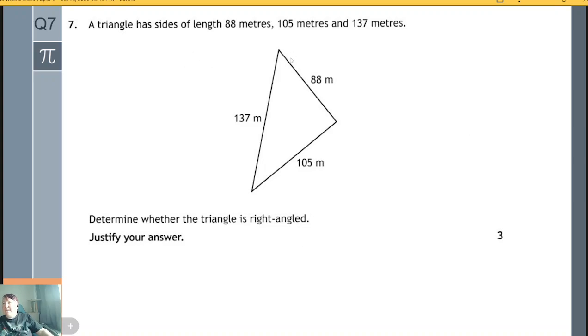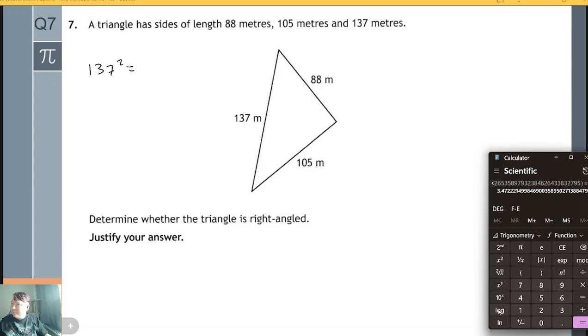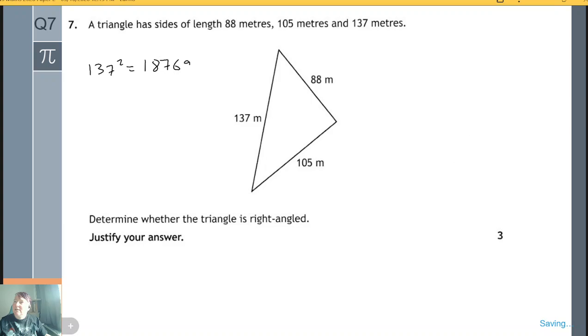Right, a triangle has sides 88 metres, 105 metres, 137 metres. Determine whether the triangle is right angled. If it's right angled, it meets Pythagoras. We can't assume it's right angled, we have to work it separately. To justify your answer, that means show your working. Right, so 137 squared is what? 137 squared, 18769. And 88 squared plus 105 squared is what?